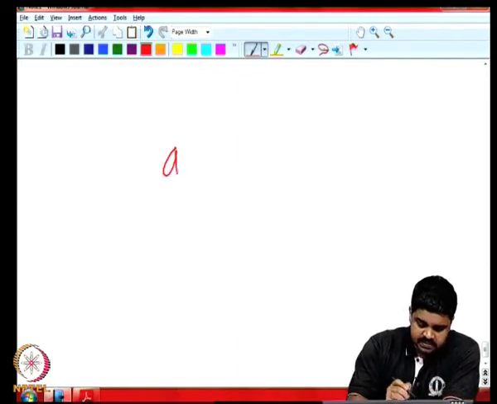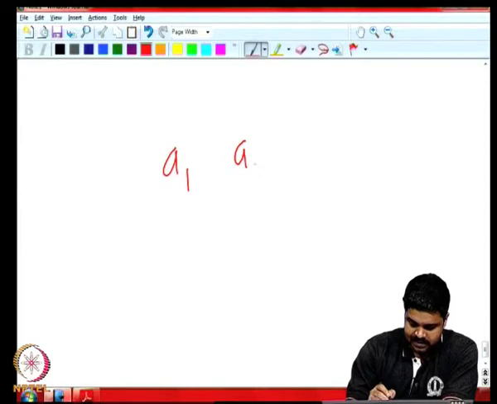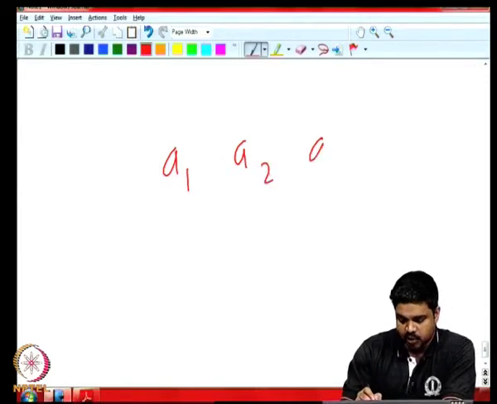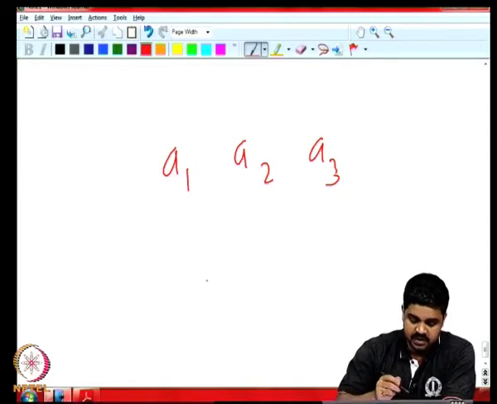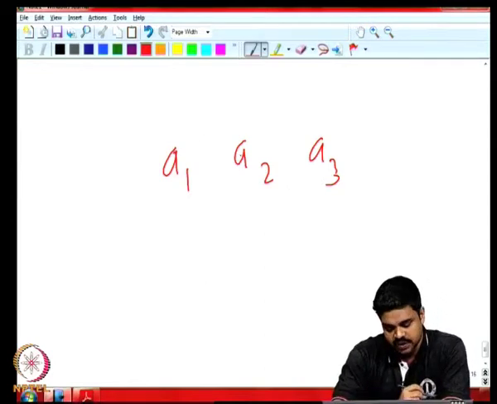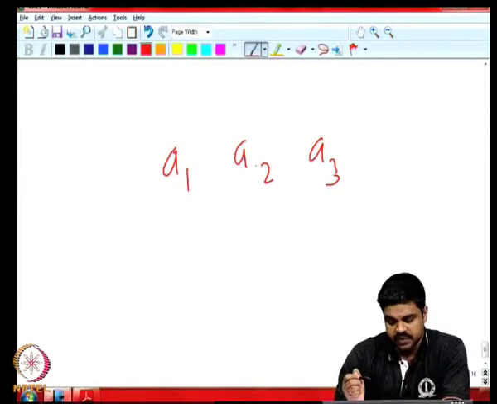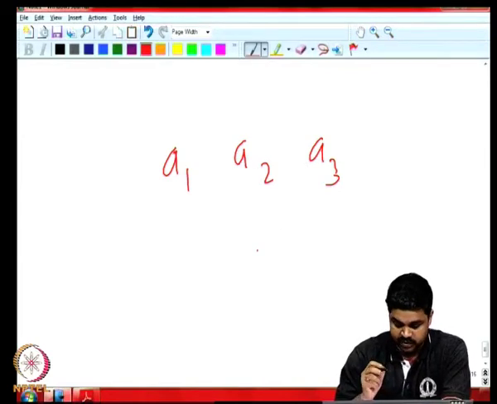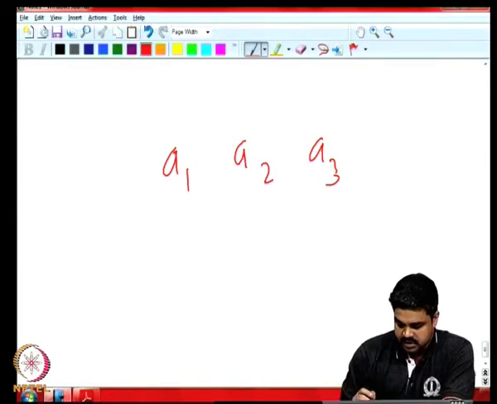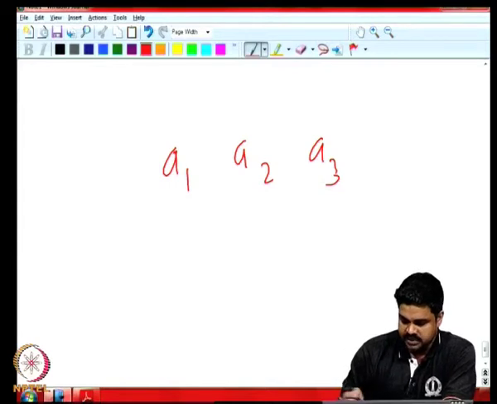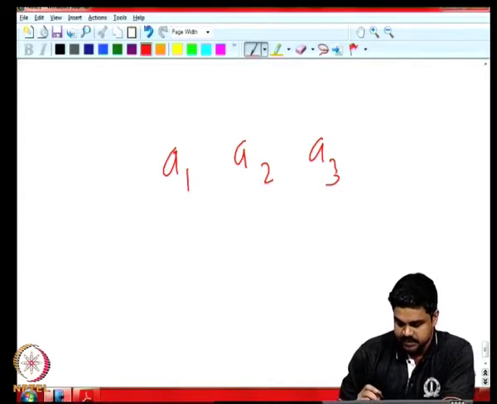An anti-chain means a collection of elements which are pairwise incomparable. For instance, we say that these three elements form an anti-chain when A1 is not related to A2, A2 is not related to A3, and neither is A3 related to A1. For instance, in the divisor relation we considered, the partial order defined by A divides B.